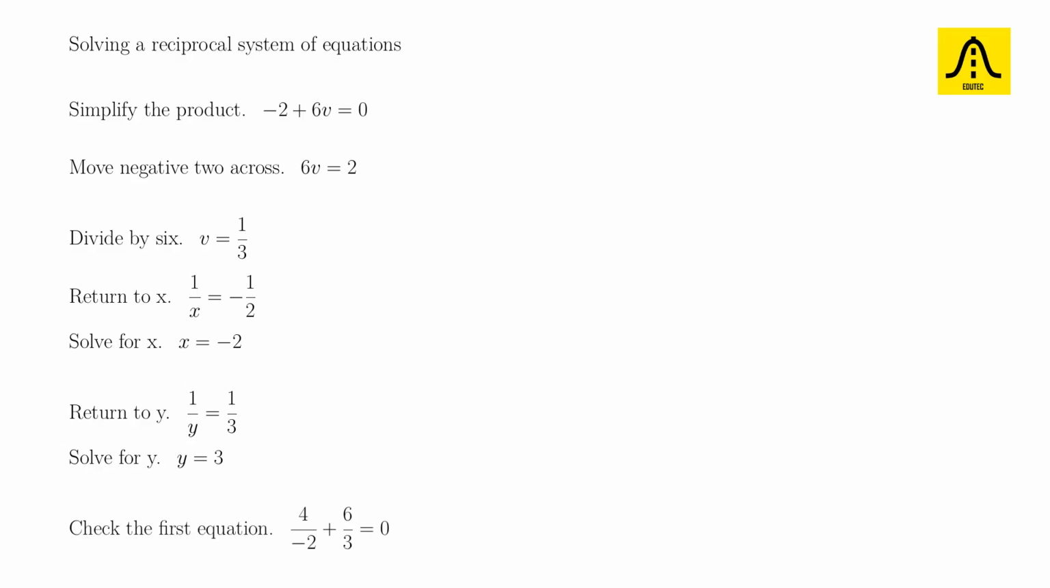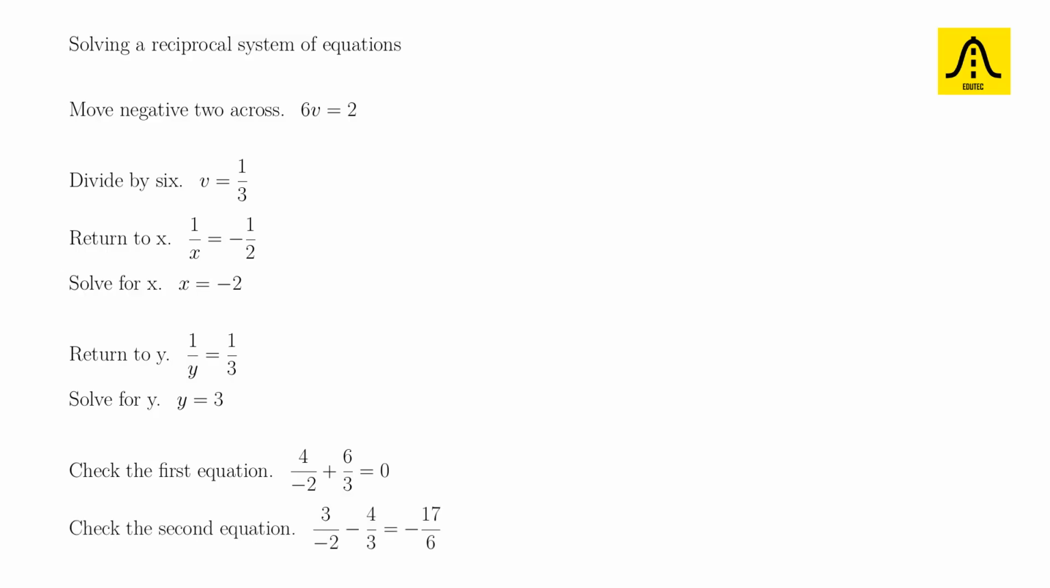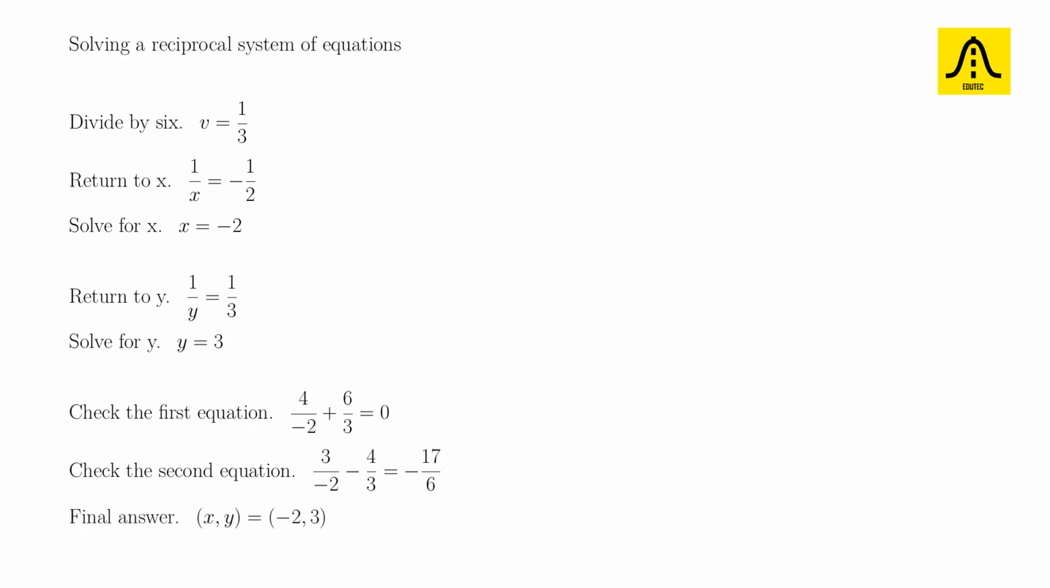A quick check in the first original equation gives 0, so it works. The second original equation also checks out. This confirms the algebra. Therefore, the solution is the ordered pair -2, 3.